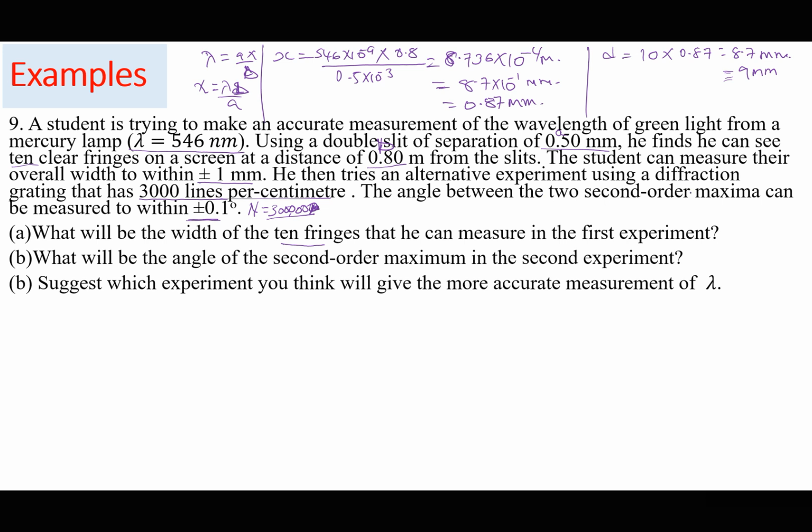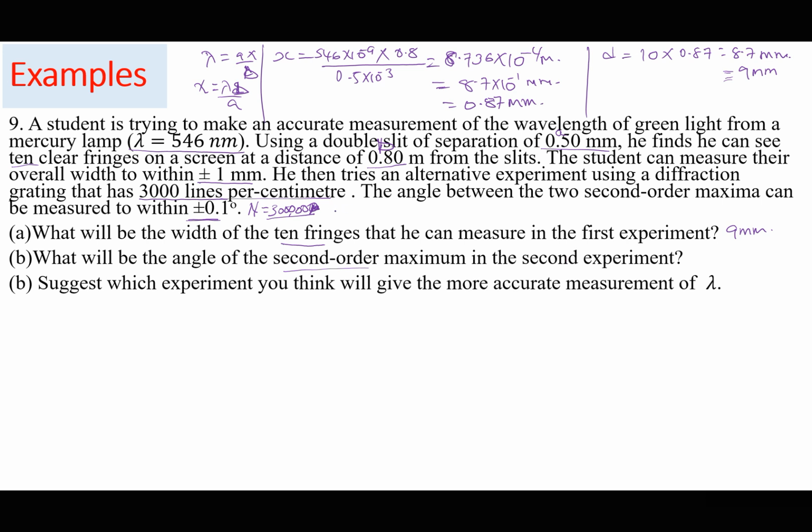He then tries an alternative experiment using the diffraction grating. So let's now check the diffraction grating, and the angle between the two second order maxima can be measured to within that. What will be the width of the 10 fringes that he can measure in the first experiment? So we saw that this is 9 millimeters. What will be the angle of the second order maximum in the second experiment?